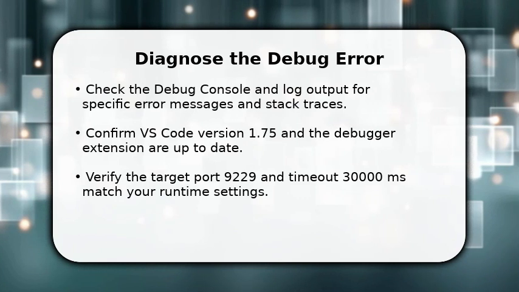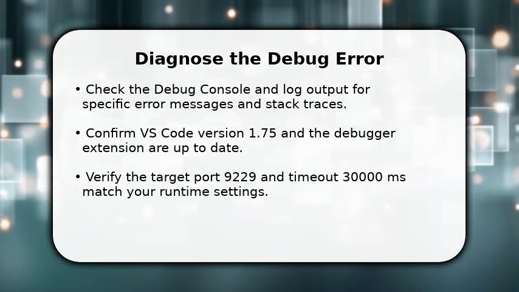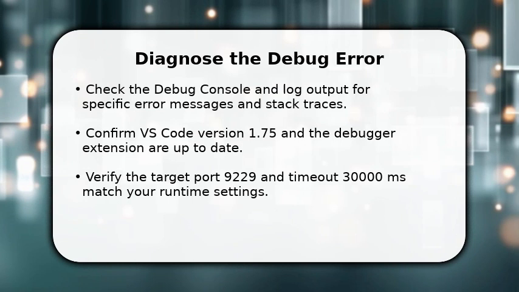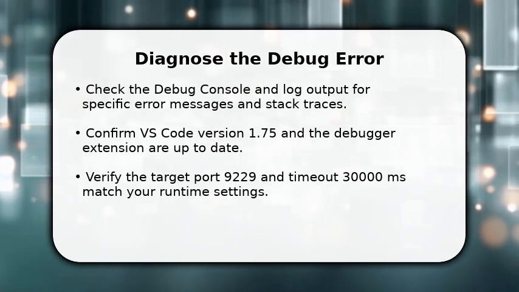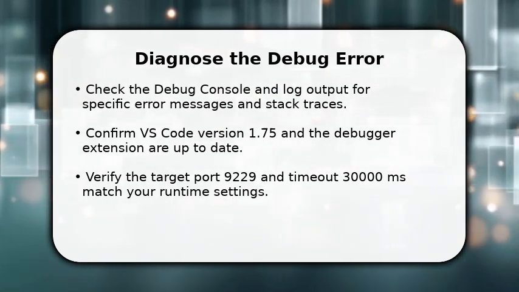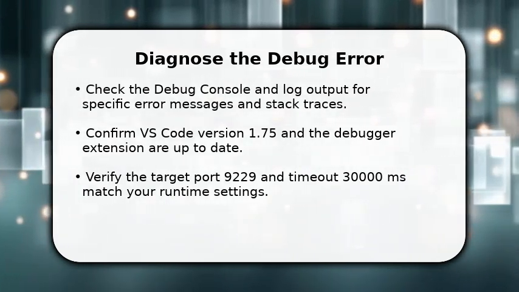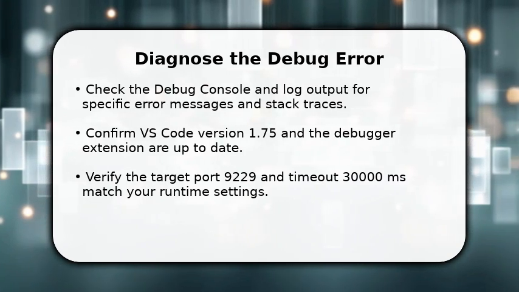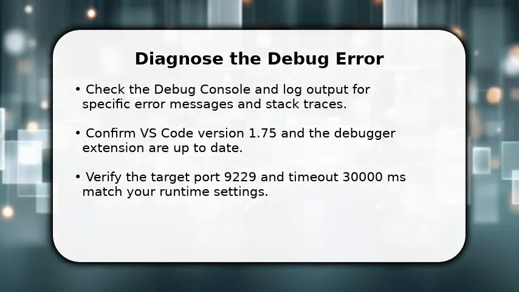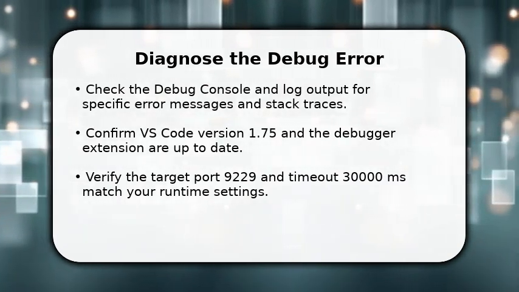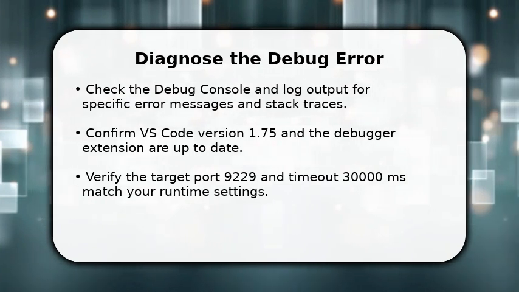Confirm you are running VS Code version 1.75 and that the debugger extension is updated. Check your runtime configuration for the target port 9229 and a launch timeout of 30,000 ms. Verify your program actually starts and listens on that port. Record any crash lines and exception names for the next steps.